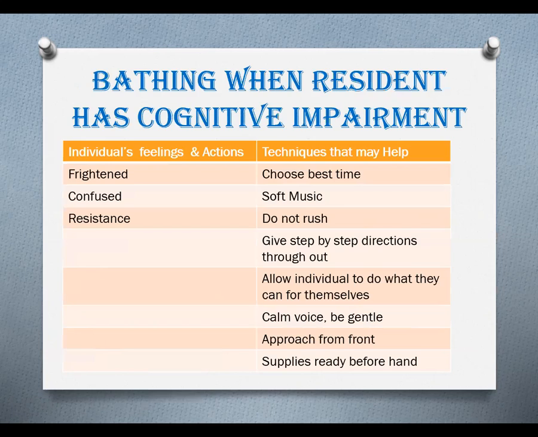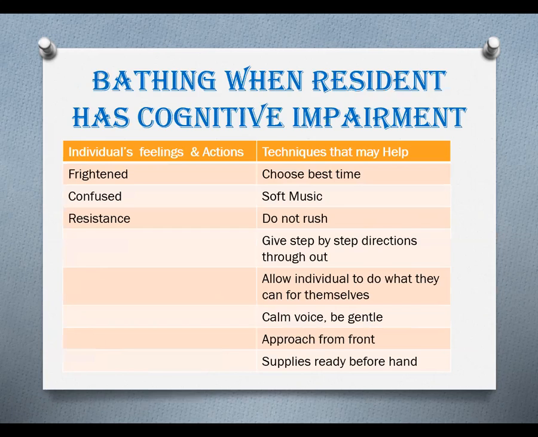Choose the best times. These are some of the techniques that you can use. Choose the best time, especially when they're in a good mood. Then that's probably the best time for you to take them for a bath or a shower. Have soft music. Do not rush them, and then give step-by-step directions throughout. Allow the individual to do what they can for themselves, like with a washcloth, and tell them, hey, Mrs. Smith, would you like to wash your face, while you are gesturing what washing the face is. Use a calm voice and be gentle.